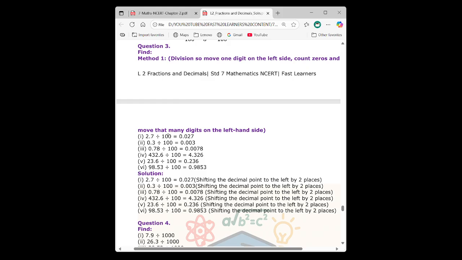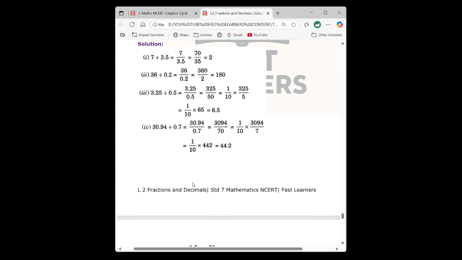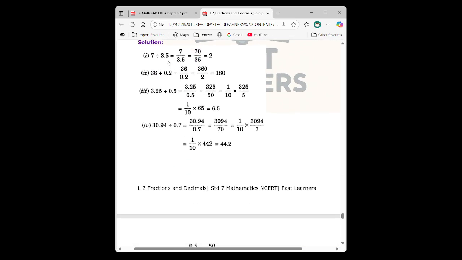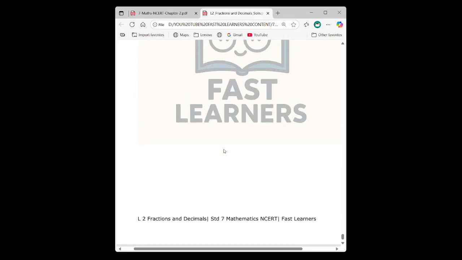So if it is divided by 10, shift one decimal place. If it is divided by 100, shift two decimal places. If it is divided by 1000, shift 3 decimal places. So same way all these answers are given. See, in division you shift to the left hand side. So all these answers I have given to you. Wherever you have to do division, do the division and then cut the decimal place later on.